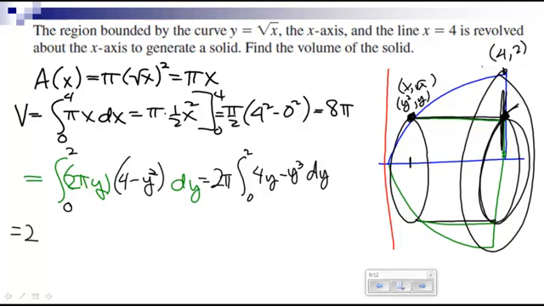Continuing on. 2 pi, the antiderivative of 4y is 2y squared. The antiderivative of negative y cubed is negative 1/4 y to the 4th. Evaluated from 0 to 2.